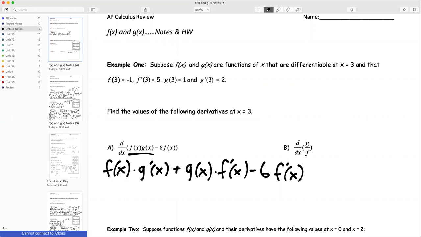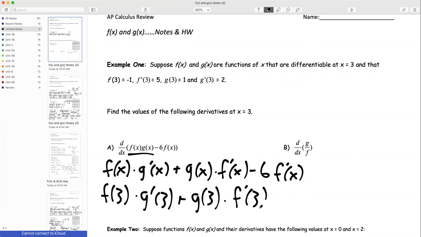They asked me to evaluate this at 3, plug in 3. Okay, that way I'm not going to make a careless mistake when I'm looking back up here and switch f of 3 or f prime of 3 or something like that. Plug it in. Show your work.